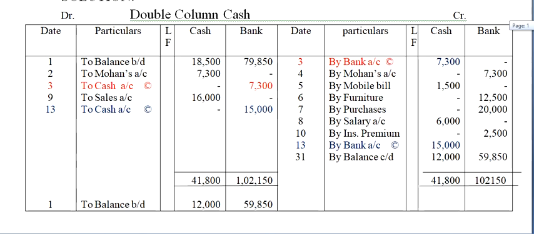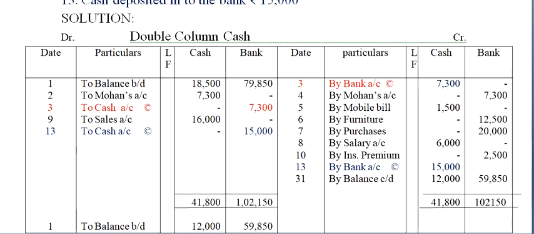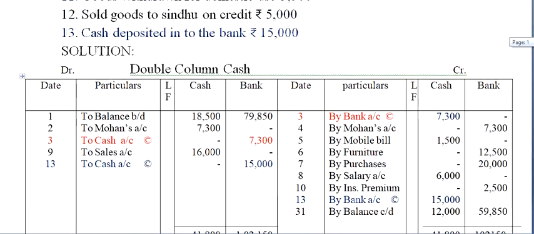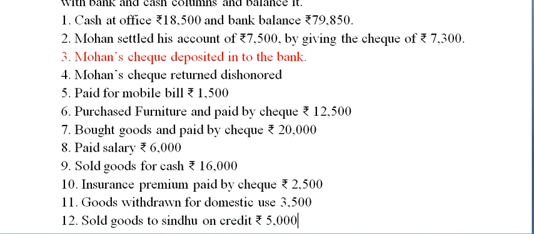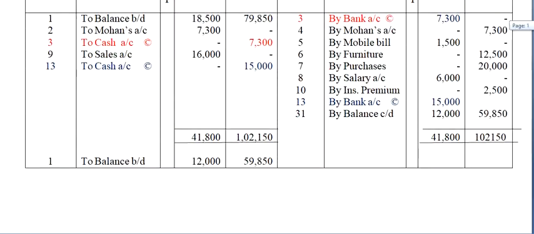So solution, double column cash book, under the debit as well as credit. First point, you can see from the question what they have given. First thing, cash at office rupees 18,500 and the bank balance rupees 79,850. This is the opening balance of cash and the bank balance that should be recorded under the debit side.